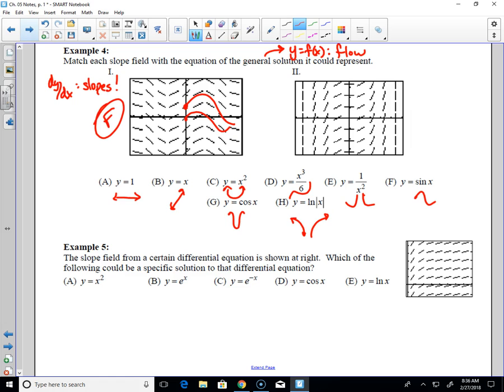F. How about this guy? The only one that makes sense would be D. Because if I was to pick a point and follow the flow, doesn't it look kind of like a cubic-y guy?